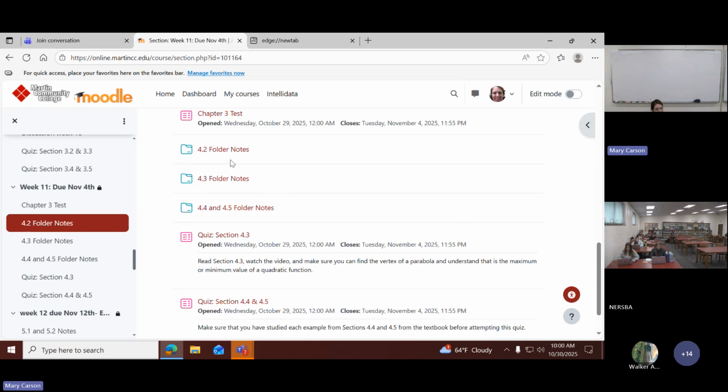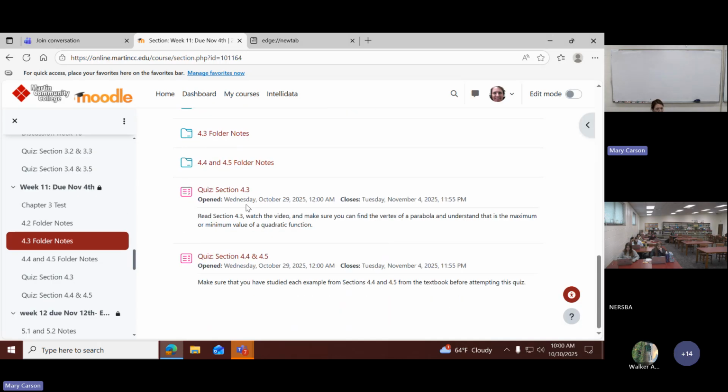So for 4.2, it's pretty much just line of best fit. I'm going to pull up Desmos and go over that with y'all on Desmos. It's pretty easy. And then 4.3, which we'll cover today, hopefully, is on quadratics. And then next week on Tuesday, we'll cover 4.4 and 4.5.